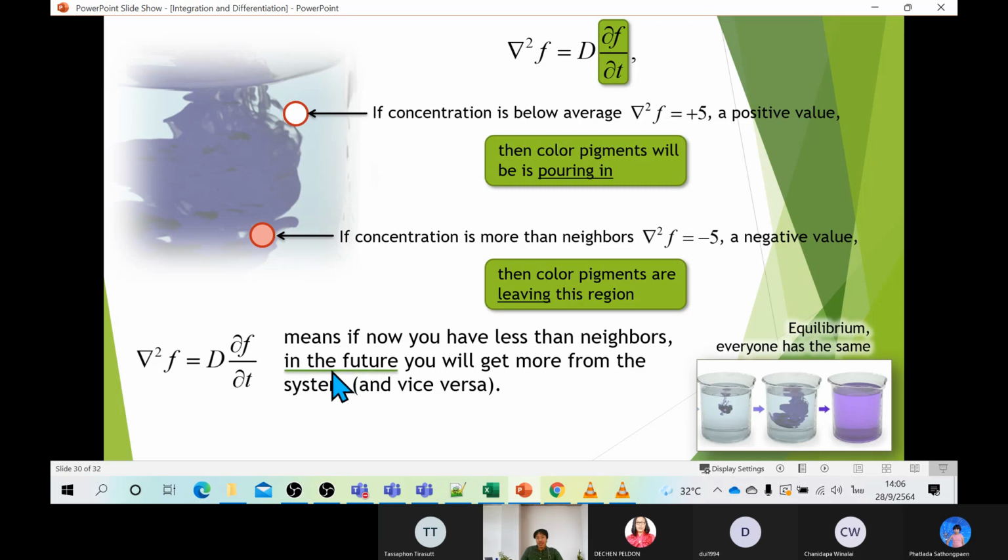In the future means you have this derivative. It means in the next time step, you always get more if you have less than a neighbor. On the other hand, if you have more, you are giving away to the neighborhood. And that's why at the end you go to the end game of the equilibrium, where everyone has the same value of the concentration. So that's the meaning of the diffusion equation.